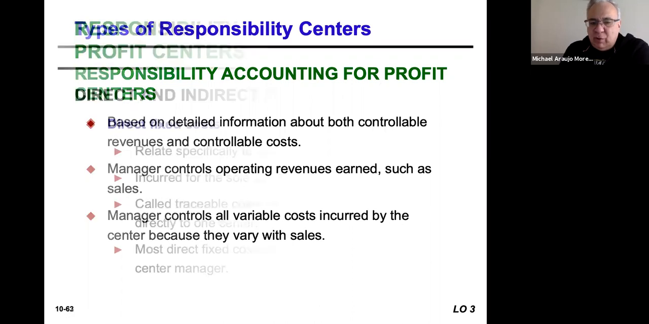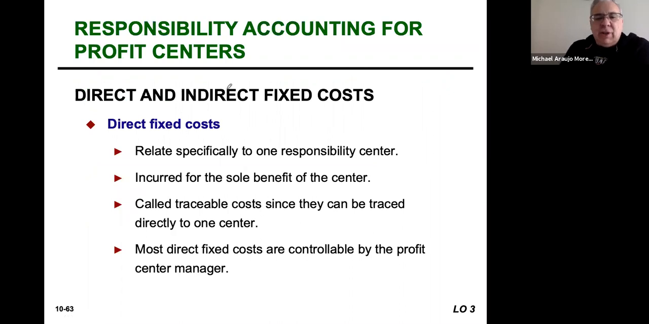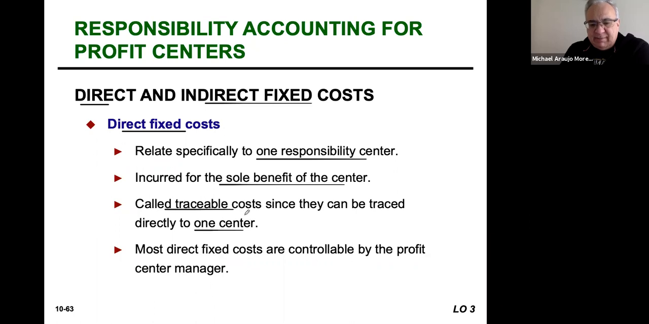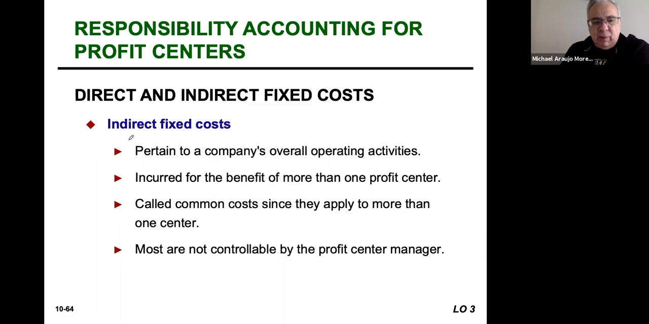Okay, can't control some fixed costs, but so there are what we call direct and indirect fixed costs. So direct fixed costs here they're specific to one particular area. They benefit the center, that particular responsibility center alone. They can be traced to one particular center, and they are controllable by the profit center manager. So here's a little bit more on that.